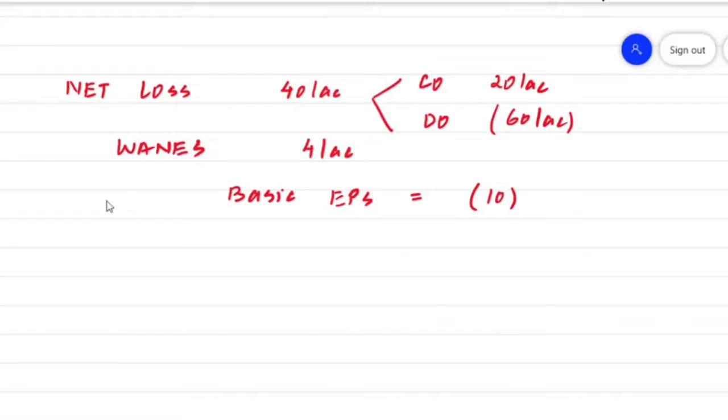Now, let's consider that the company has got some potential ordinary shares, and let's consider those potential ordinary shares are in terms of options. And let's say in this particular case, if the potential ordinary share is an ESOP, then the impact on the numerator is nil. But let's say the impact on the denominator is that it would increase by 1 lakh shares. So post conversion, the weighted average number of equity shares increases by 1 lakh.